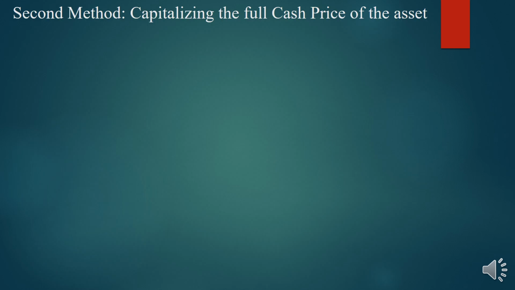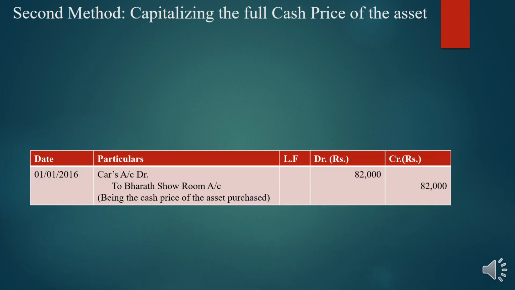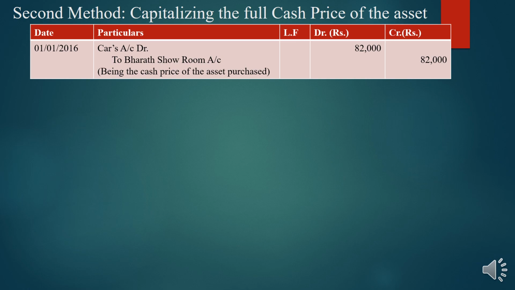Now let us move on to discuss the second method, wherein we are capitalizing the full cash price of the asset. So here the journal entries are quite different. The first journal entry is the cash price of the asset purchase. So you have to debit the asset with the full amount of cash price: asset account debit to Bharat showroom account, 82,000.